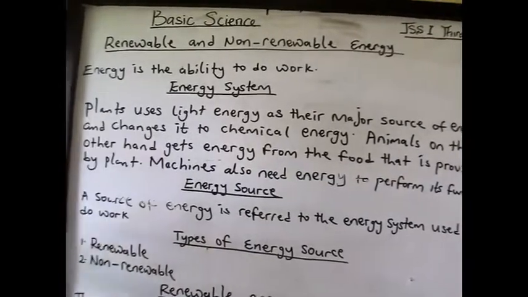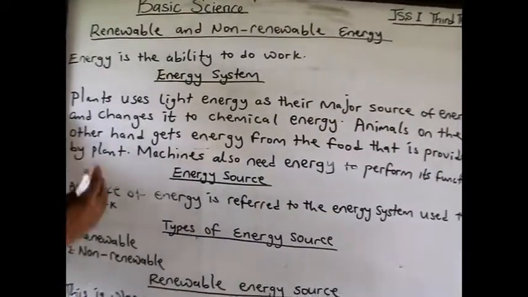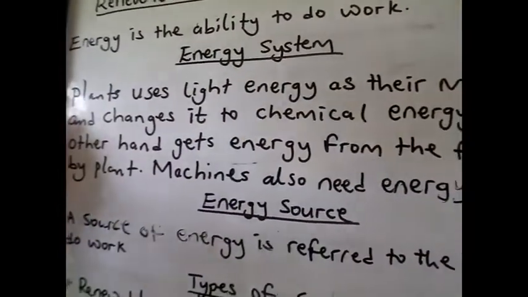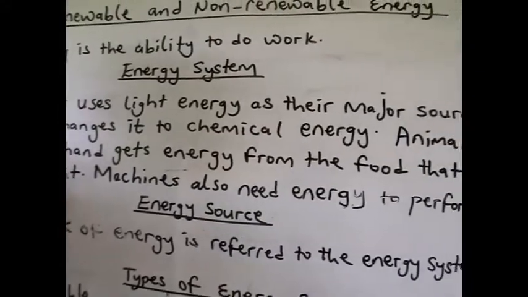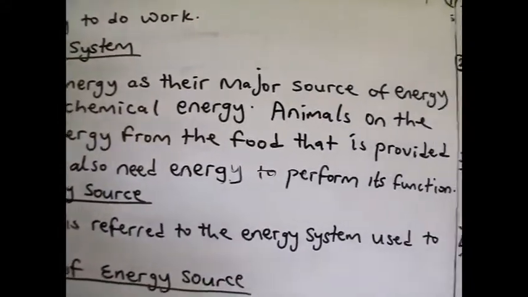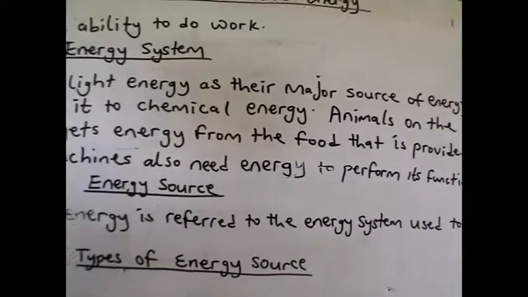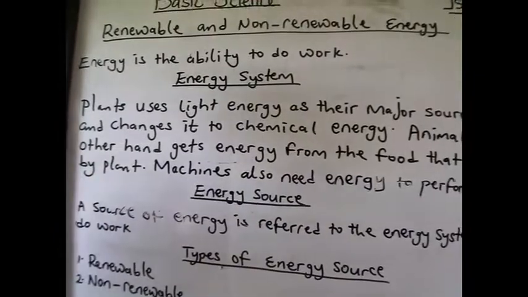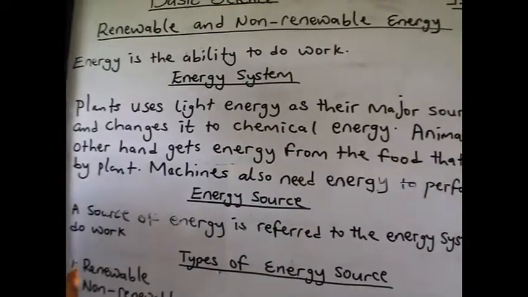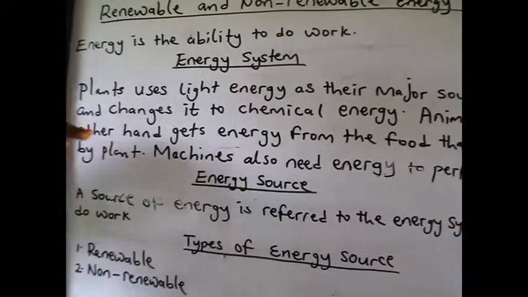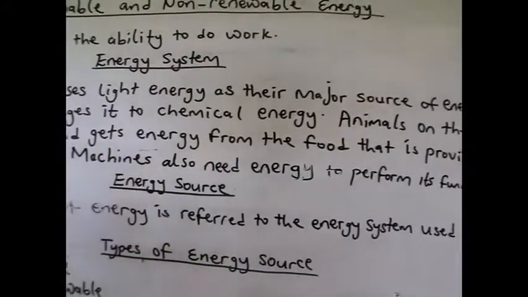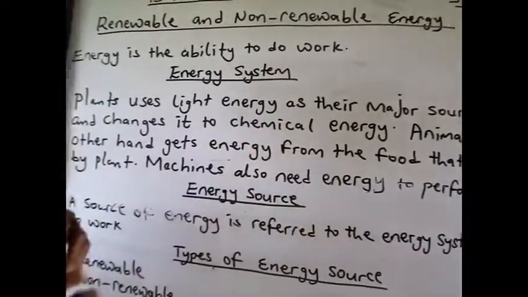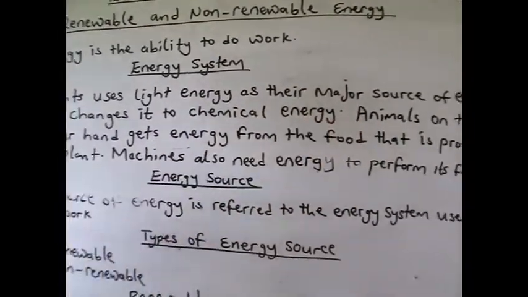Let's use plants as our case study. In science, plants get energy from the sun. There's a process we call photosynthesis. The sun energy is the major and primary source of energy to all living things in the ecosystem. So plants extract this energy through photosynthesis, and when they get this sun energy, it is converted to chemical energy. And this chemical energy is now consumed by animals during feeding.